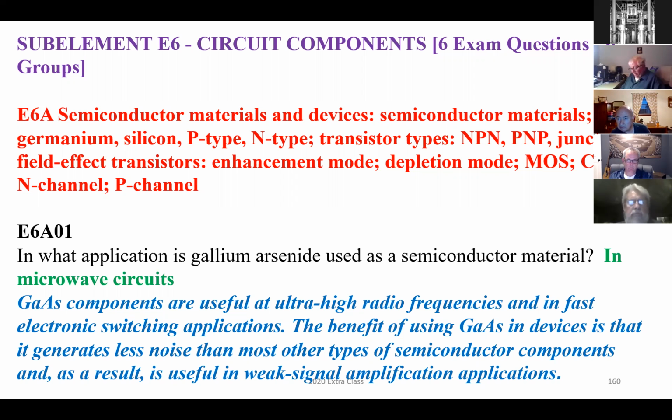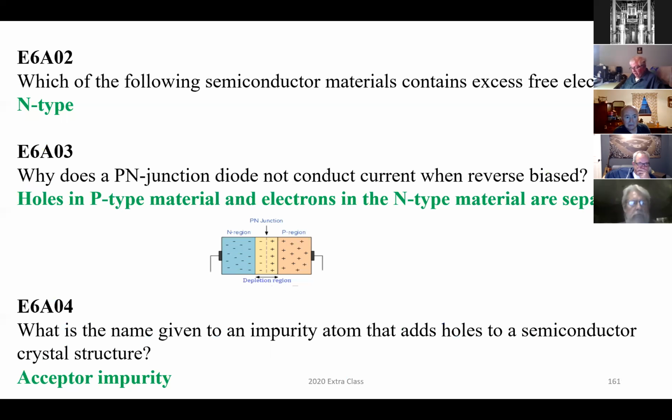In what application is gallium arsenide used as a semiconductor material? The answer would be C, in microwave circuits. 2, which of the following semiconductor materials contains excess free electrons? That would be A, N-type.